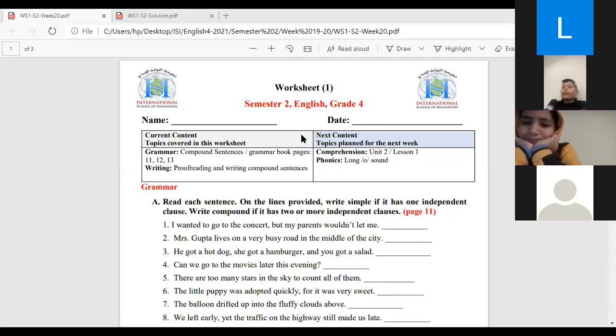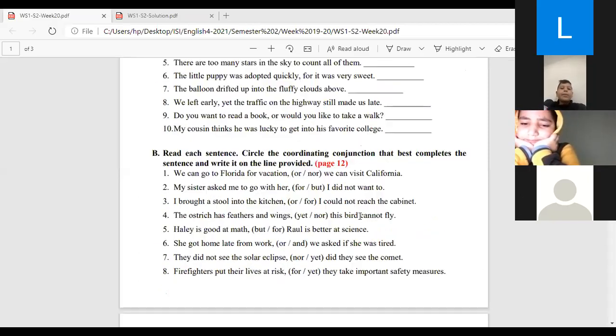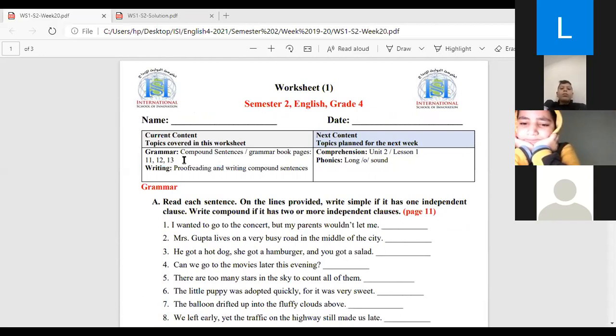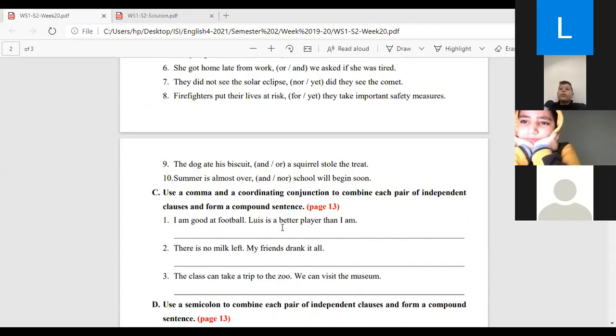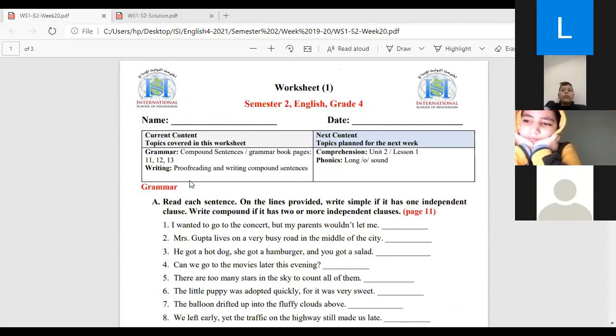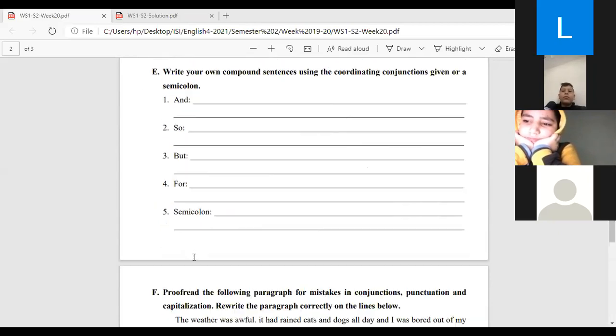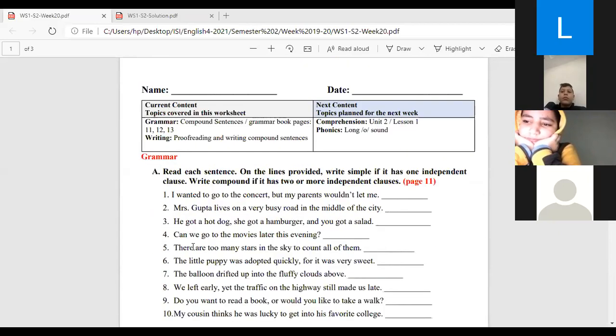Now, let's move to the worksheet because I want to talk about that. Okay, guys, this is the worksheet. It's worksheet 1 for semester 2. Look, the grammar exercises, exercise A, B, C, and D, are found in the grammar book, pages 11, 12, 13. And I put beside each question in which page it is found. The writing part is not found in any book. I have E and F. I think that everything is clear.